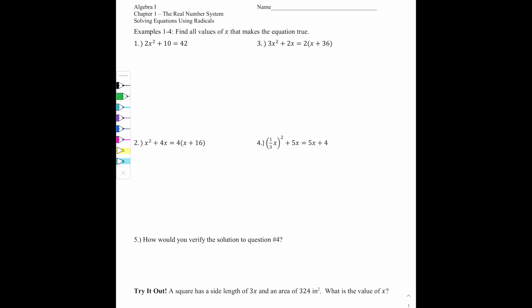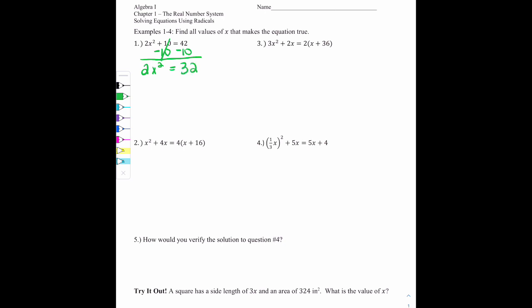So we'll start with number 1. Number 1 is 2x squared plus 10 equals 42. To start isolating my variable, I'm going to begin by getting rid of the 10 by subtracting 10 from both sides. That leaves me with 2x squared equals 32.